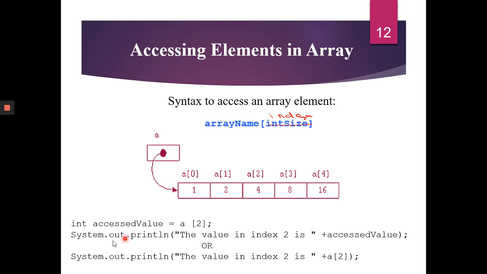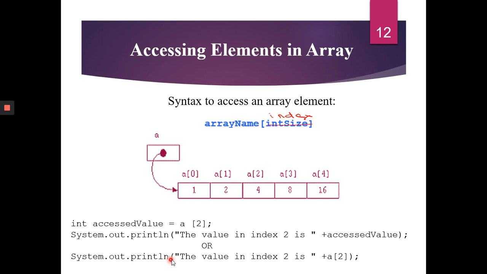But through coding, what you have to do is, for example, declare a variable and access the value by using the array name and what is the index. So array A, index 2, the value will be assigned to this access value variable. Next, when you want to print out the value, you just SOP, the value in index 2 is accessValue. So it will print 4.